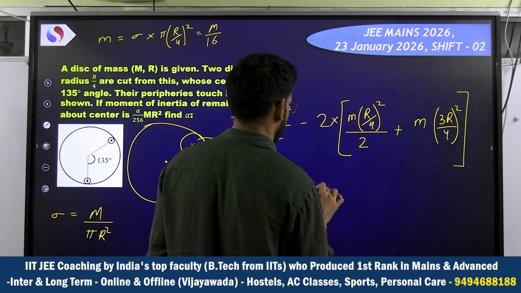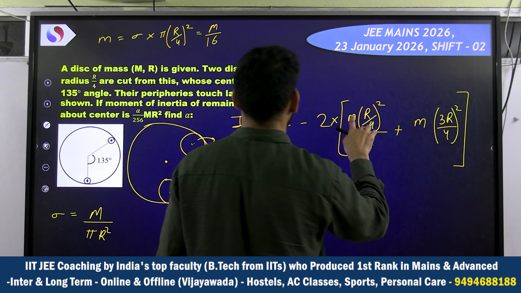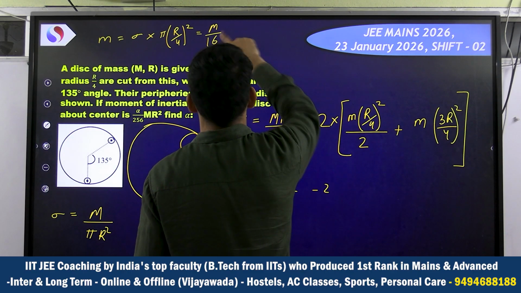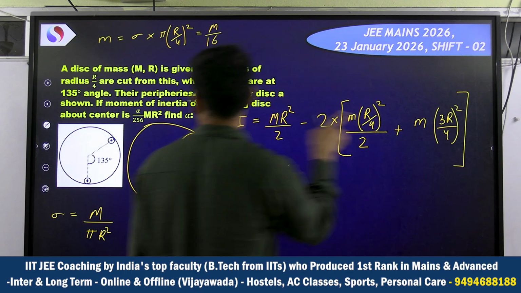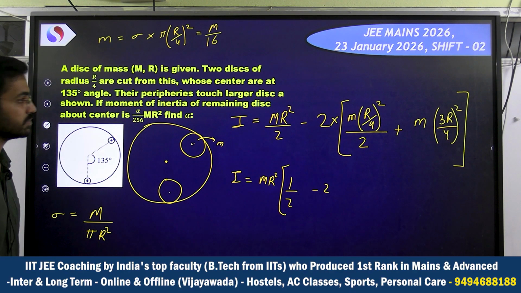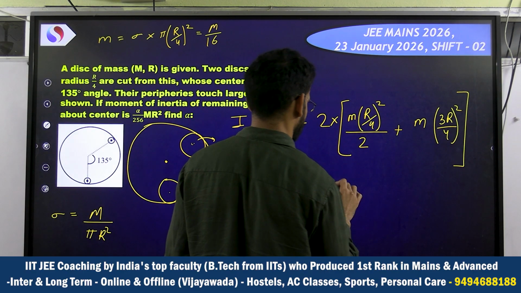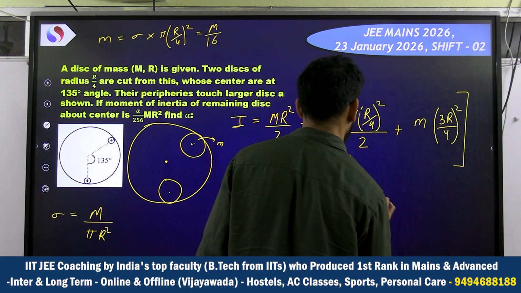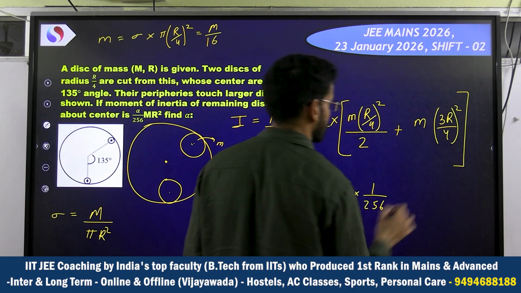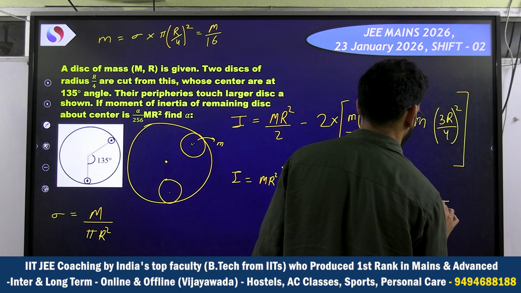So here you have minus 2 into, now factor. For factor, small m is what? Capital M by 16. Capital M also out. 1 by 16 factor will come, 1 by 16. That 16 into 16 will create that 256. So here see what will come, 2 into 1 by 2 into 1 by 256, plus here what will come, 9 by 256.